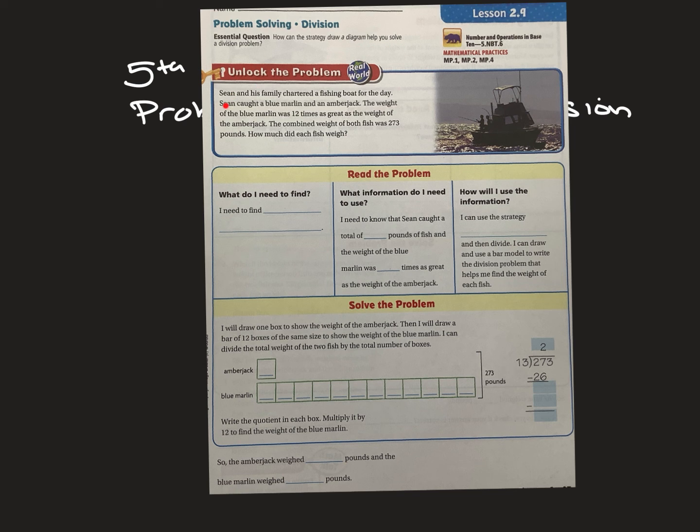Let's unlock the problem. Sean and his family chartered a fishing boat for the day. Sean caught a blue marlin and an amberjack. The weight of the blue marlin was 12 times as great as the weight of the amberjack. The combined weight of both fish was 273 pounds. How much did each fish weigh? Well, first, what do I need to find? I need to know how much each fish weighed.